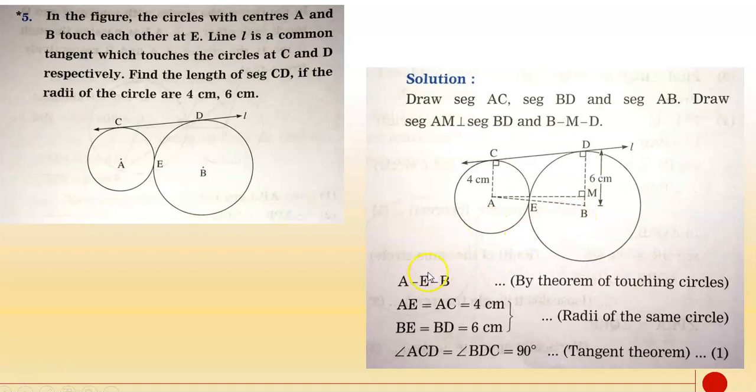Now we know that A-E-B, this is by the theorem of touching circles, and AE is equal to AC, which is equal to 4 centimeters. They are radii of the same circle. Similarly, BE is equal to BD, which is equal to 6 centimeters. Again, radii of the same circle. And angle ACD is equal to angle BDC, which is equal to 90 degrees. This is by the tangent theorem. This is my statement number 1.